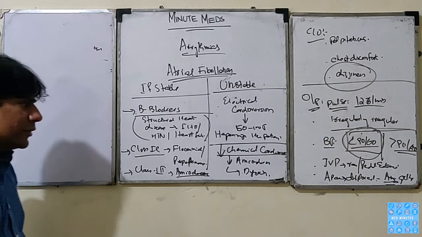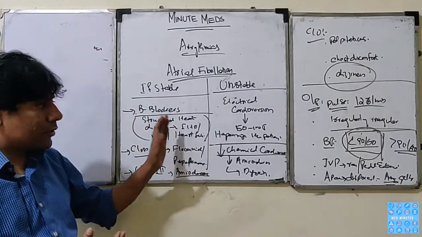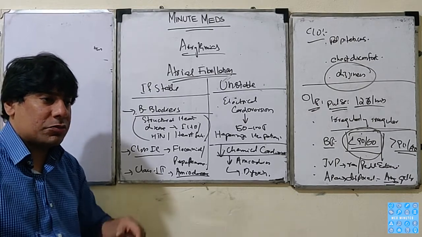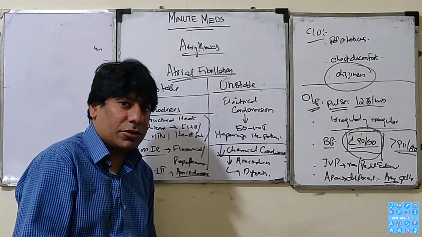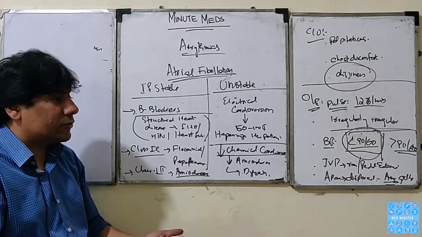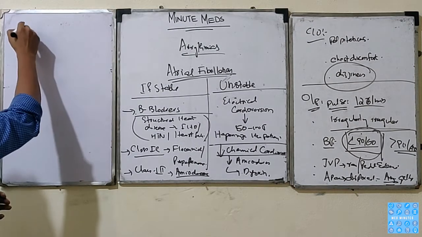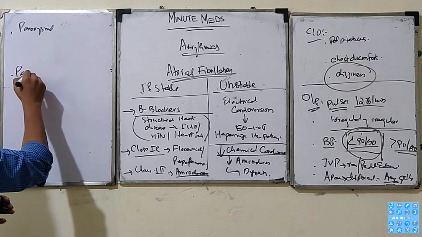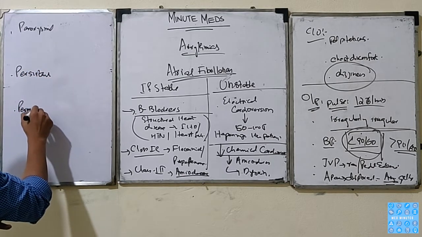Now there are different confusing things in this. There are certain definitions: what is permanent atrial fibrillation, what is persistent, and what is paroxysmal atrial fibrillation. This has nothing to do with these clinical scenarios, but just for the sake of knowing what is paroxysmal, persistent, and permanent atrial fibrillation.